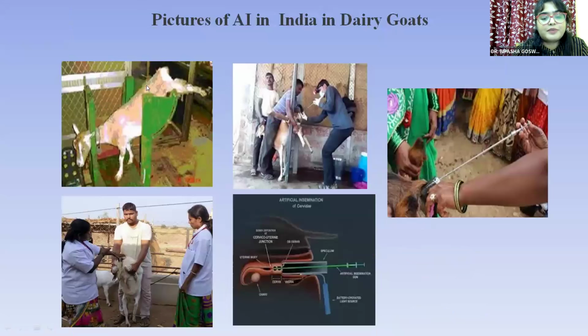There are different pictures from India we have found. This is the structure where the goat is kept at a 45-degree angle during artificial insemination. Here the man is holding the goat at a 45-degree angle, and he is performing the artificial insemination. He is wearing a headlight, and here also artificial insemination is being done. Here some women AI workers are doing the artificial insemination.